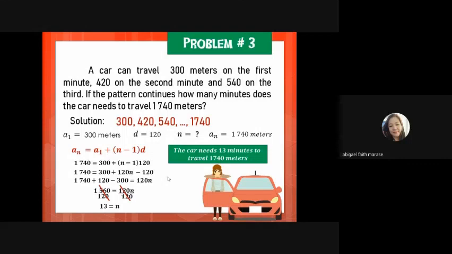So, ayan. I have shown you 3 problems. Sana kayo ay may natutunan ngayong araw na ito. That could help you in solving the problems indicated on your modules and on your learning activities.